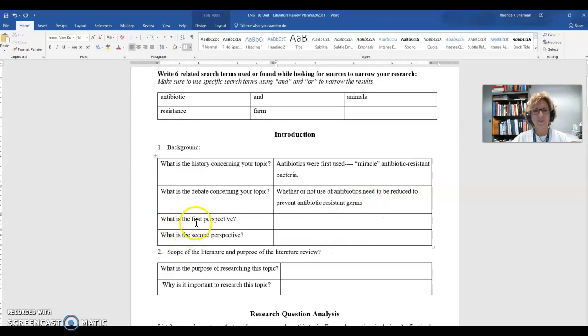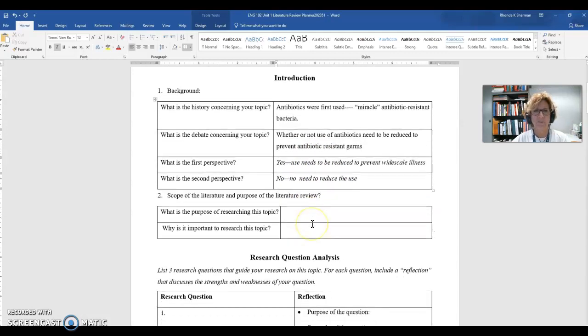All right, then it asks for the first perspective and the second perspective. What we mean by that are the two sides on the issue. So there are those who say, yes, use needs to be reduced to prevent wide-scale illness. And then others that may say, no, there's no need to reduce the use. So again, look at those two different perspectives.